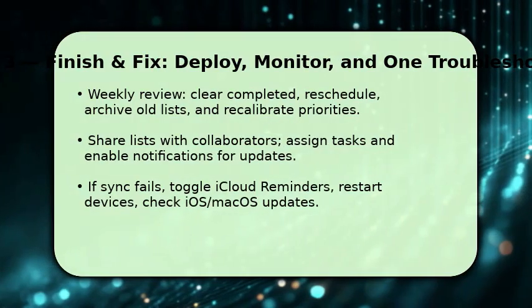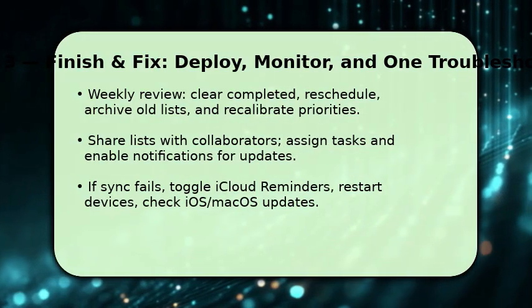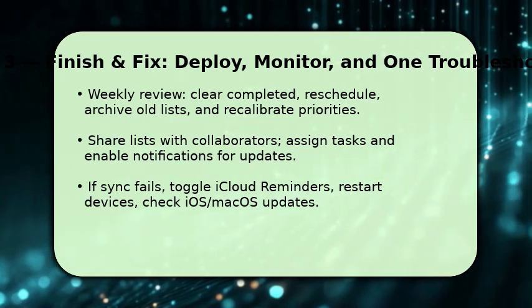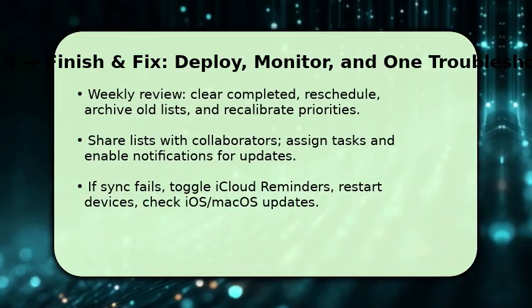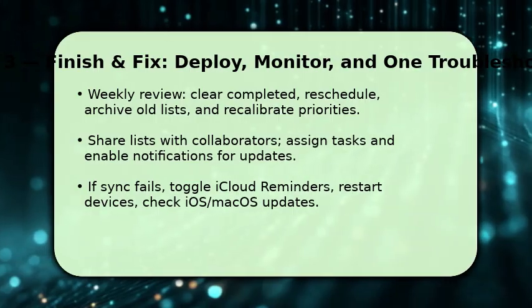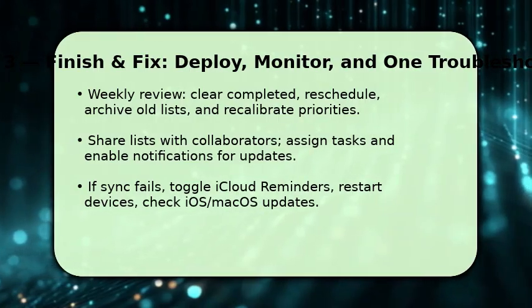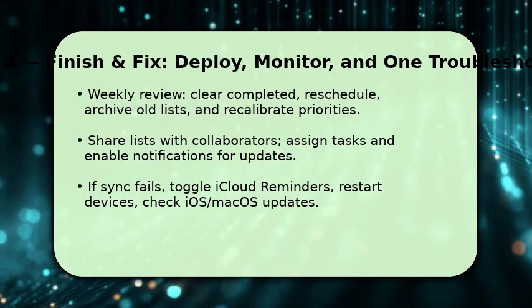Finish by setting a weekly review. Clear completed tasks, reschedule overdue items, and archive lists older than 6 months. Share lists with collaborators so you can assign tasks and get notified of changes. Make sure permissions are correct. Use shortcuts to automate recurring capture or batch edits.